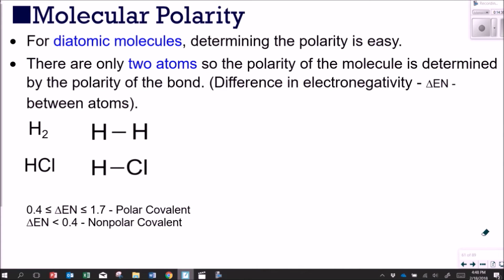For diatomic molecules, determining molecular polarity is easy because there are only 2 atoms, so the polarity of the molecule has to be the polarity of the bond. And we look at that by looking at the difference in electronegativity between the 2 atoms. In a hydrogen molecule, the difference is 0. So we have a nonpolar bond and therefore a nonpolar molecule. In HCl, the difference is 0.96. So we have a polar bond and therefore a polar molecule.